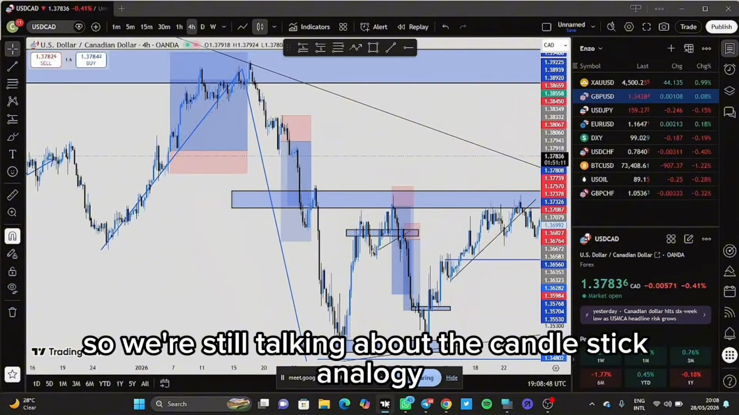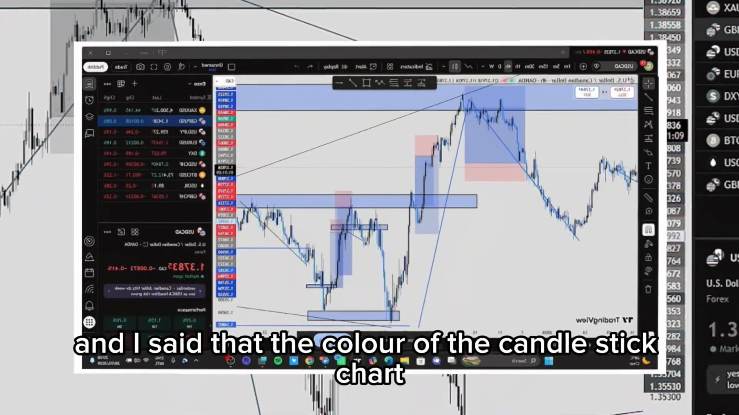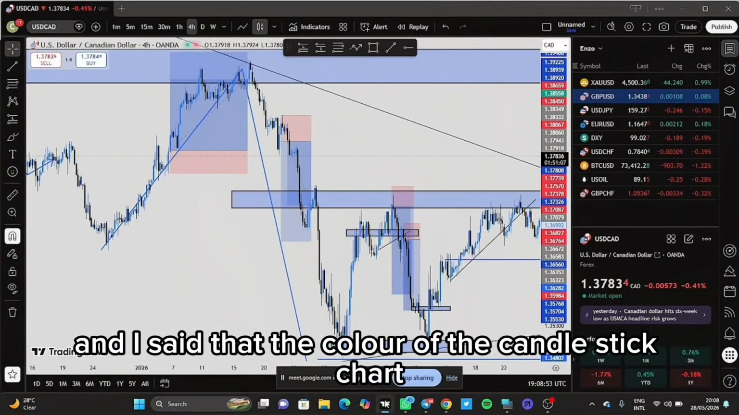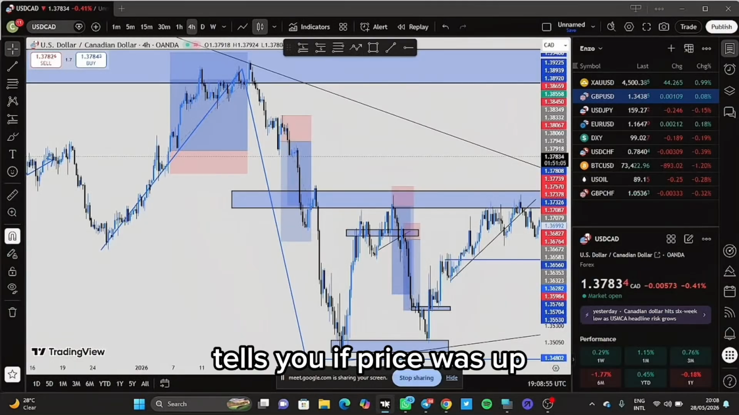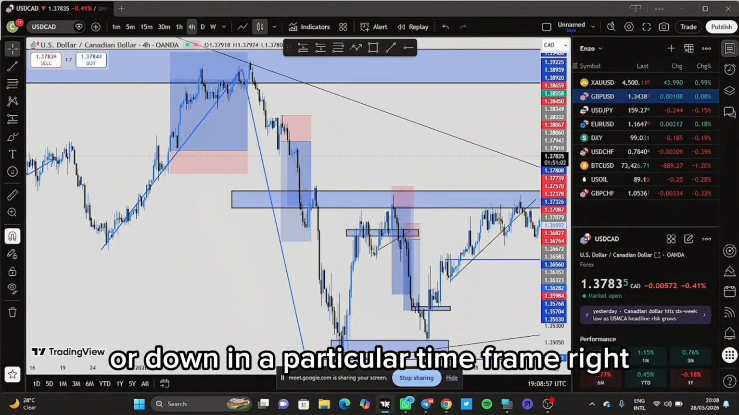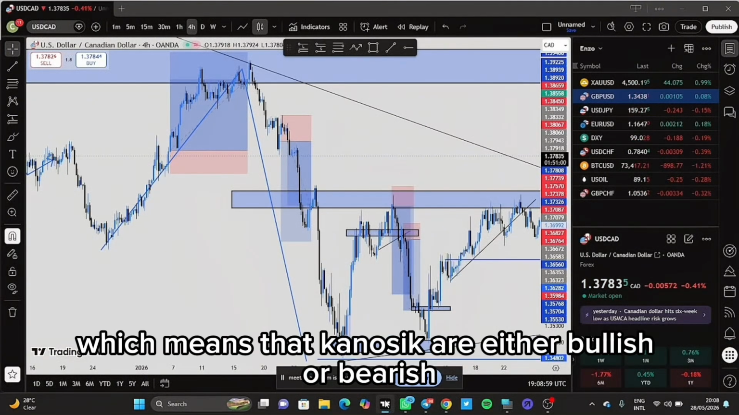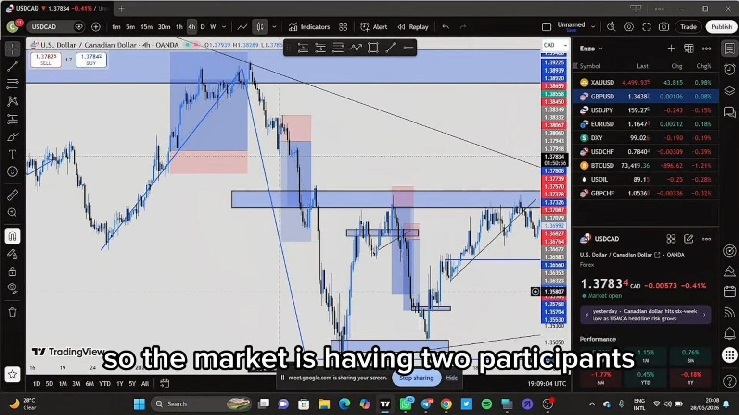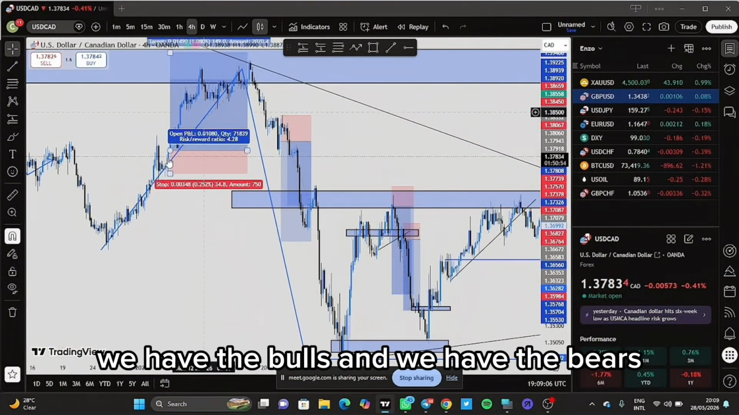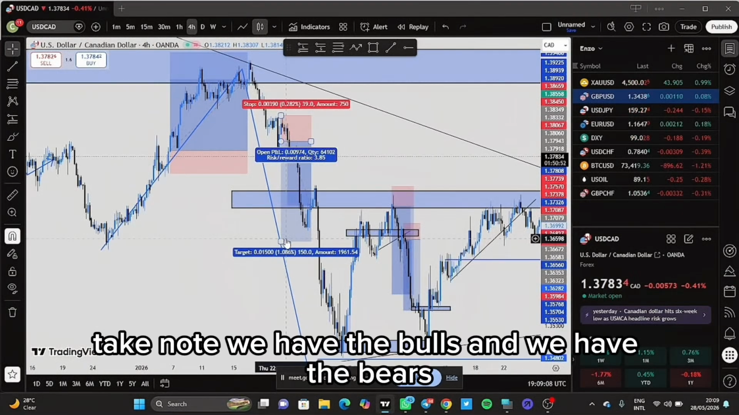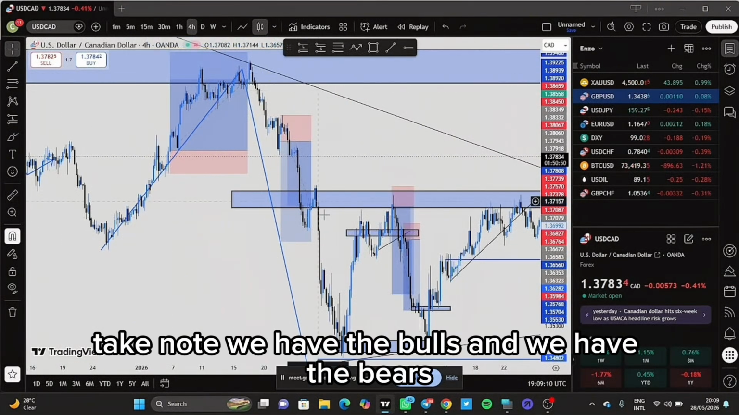So we're still talking about the candlestick analogy, and I said that the color of the candlestick chart tells you if price was up or down in a particular time frame, which means that candlesticks are either bullish or bearish. So the market has two participants. We have the bulls and we have the bears. Take note.